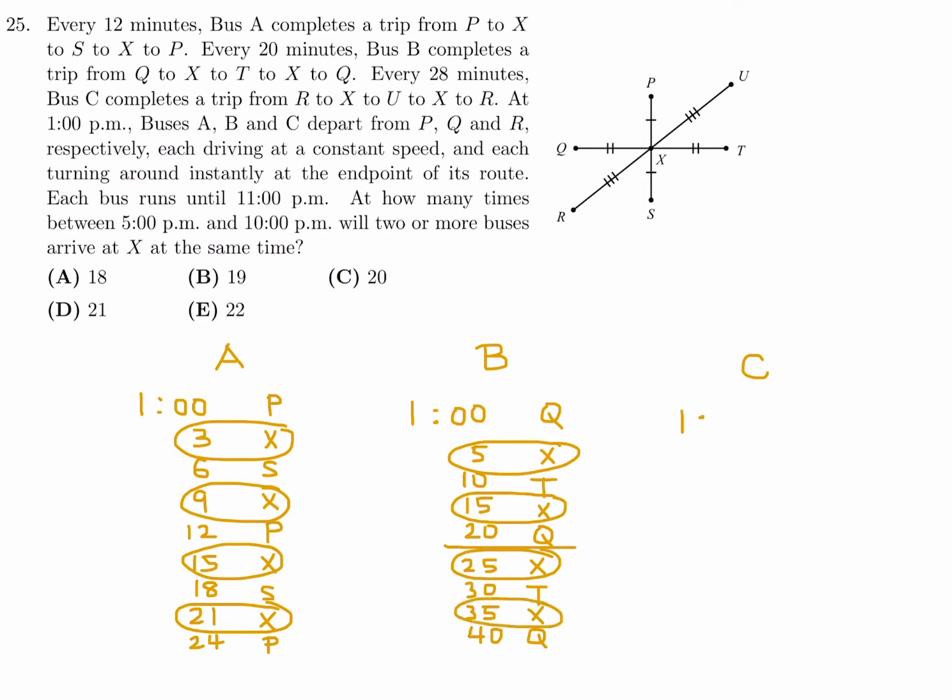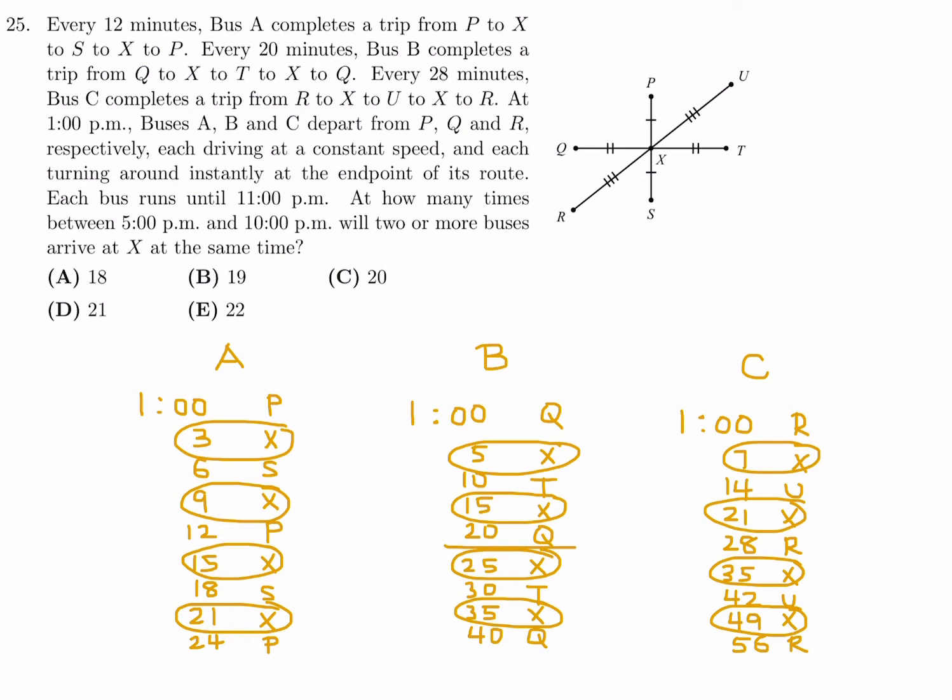Same story for C, slightly different numbers though. This time it's r, xu, xr, and then it's 28 minutes every 7 minutes. So 7, 14, 21, 28 is your r, xu, xr. And then 35, 42, 49, and 56, XU, XR, like that. All right, so that means every 7 minutes, it starts at 7, but then every 14 minutes, it's going to be at X. All right, so we have covered that.